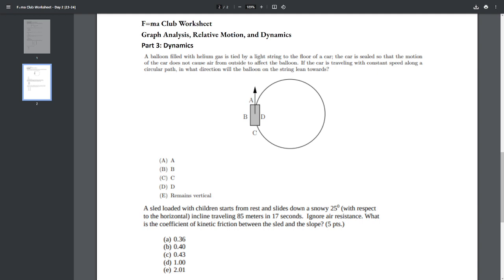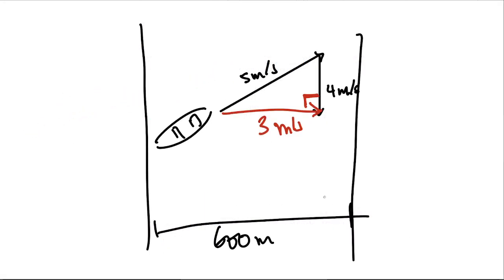Let's clear all this. So we have a circle.